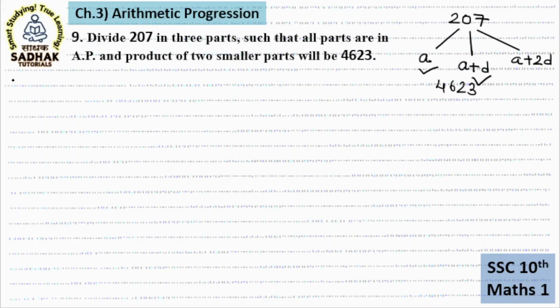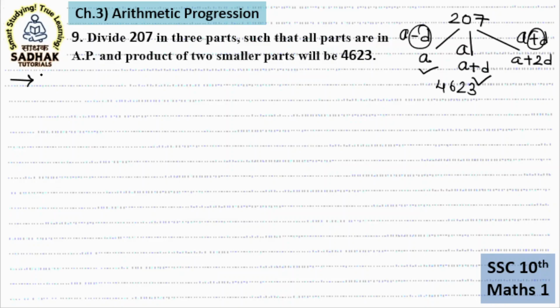Normally we would take these 3 parts as A, A plus D, A plus 2D. But in this particular sum, we'll take the first part as A minus D, the second part as A, and the third part as A plus D. How will this be useful for us? When we add them, this minus D and plus D will automatically get eliminated, so that will make our calculation much easier. That is why in this sum we will take A minus D, A and A plus D as the 3 parts which are in AP.